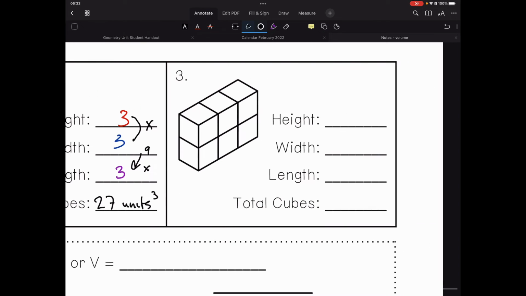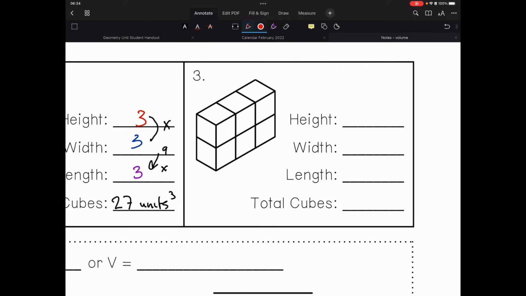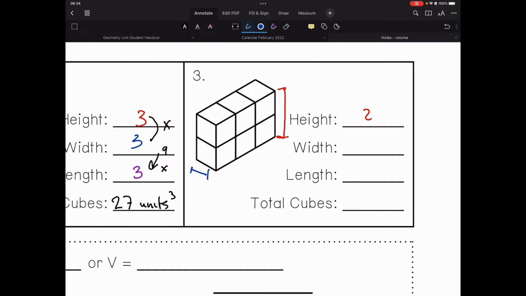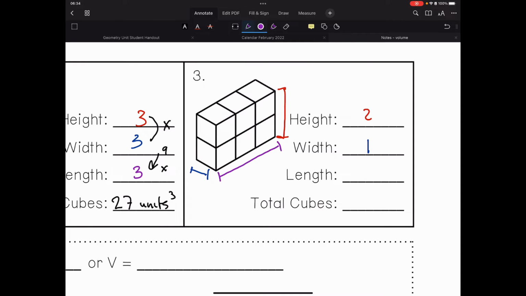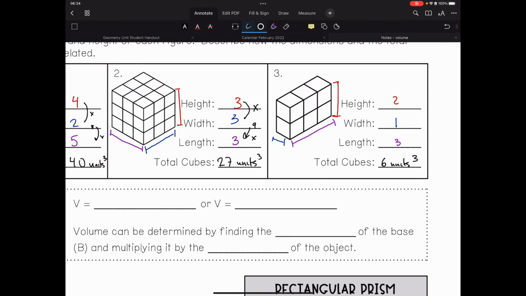All right, this one looks a little easier, but we've got a height of 2, a width of 1, and a length of 3. So our volume here is 6 units cubed. So that shape takes up 6 cubic units of space.